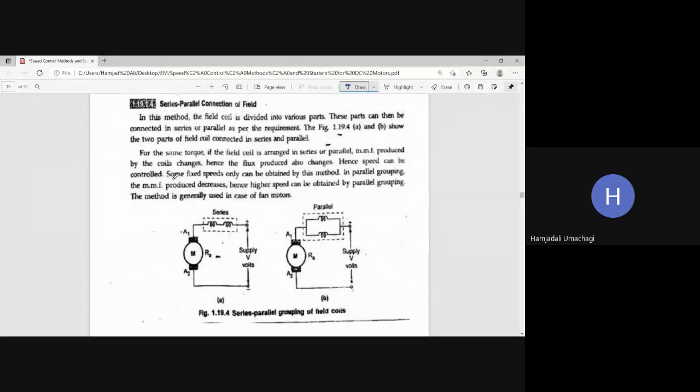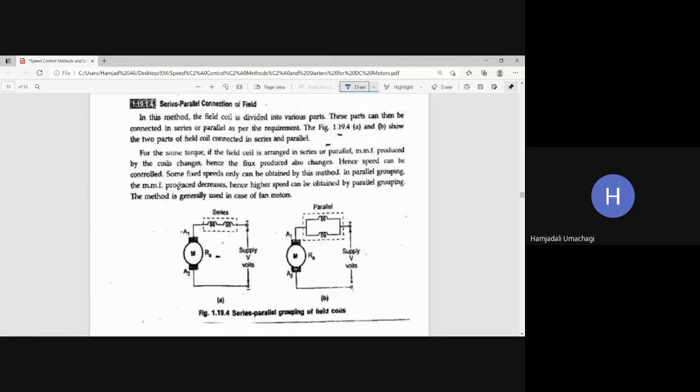But the disadvantage you can see here is that only some fixed speeds can be obtained by this method. Here you cannot change the speed of the motor freely, because if I connect the windings in series fashion, then this series combination will give me a particular amount of speed only. If I want some other speed, it is not possible. Similarly, if the field winding is connected in parallel fashion, it is going to give us some particular amount of speed only. That is a drawback here. Only some fixed speeds can be obtained by this method.